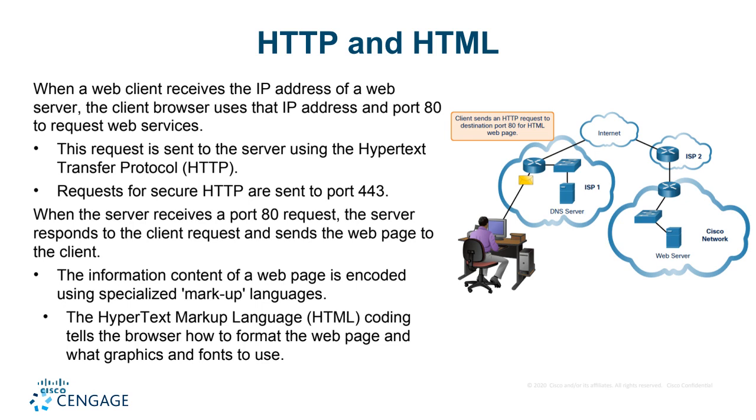HTTP and HTML are actually different. Some people mix them together. They are different. So when the client receives the IP address of a web server, the client browser uses that IP address and port 80 to request web services. And the request is sent to the server using HTTP. And a request for secure HTTP, that is HTTPS, you know that, huh? HTTP is not secure. HTTPS is secure. You know about the difference? Yeah, good. 80 is for HTTP, 443 is for HTTPS.